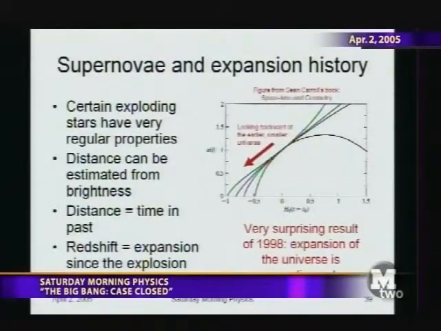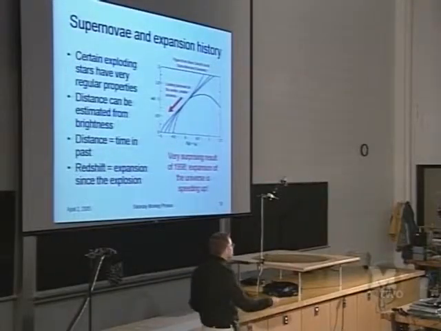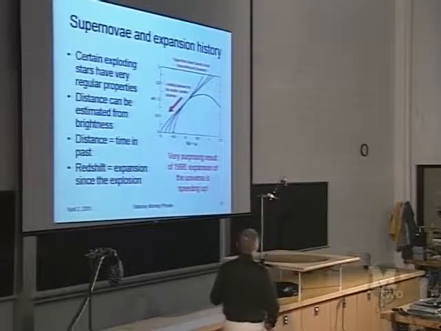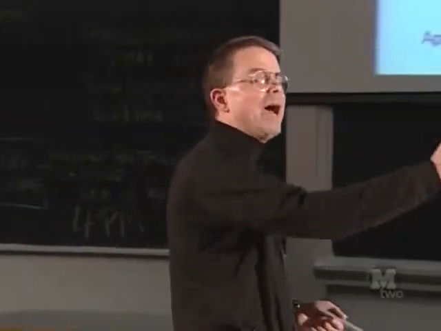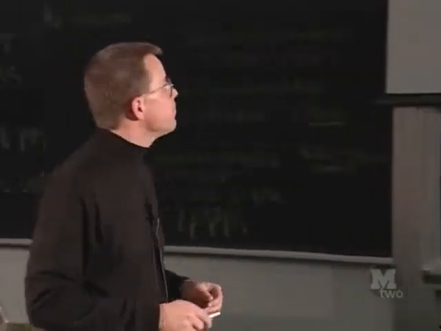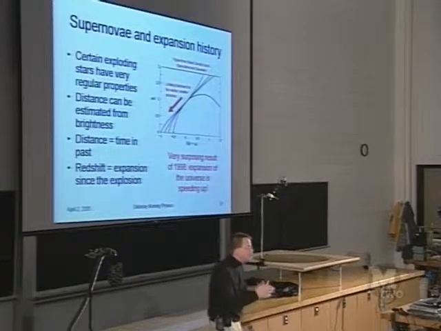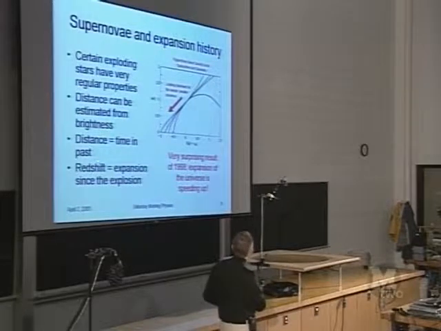I said we had to measure the contents. We also have to measure the history of the expansion. So how do you do that? Greg Tarlay gave some talks about this last year. Basically, what you can do is you can look at certain kinds of exploding stars which have very regular properties. They're called type 1a supernovae. And the distance to those stars can be estimated from the brightness that they have. That distance, as we've seen, tells us how far back in the past we're seeing them. Right? So that tells us a time in the past. And the redshift of those supernovae tell us how much the universe has expanded since that time. So you measure the expansion history. Expansion versus time. You look backward toward the earlier, smaller universe.